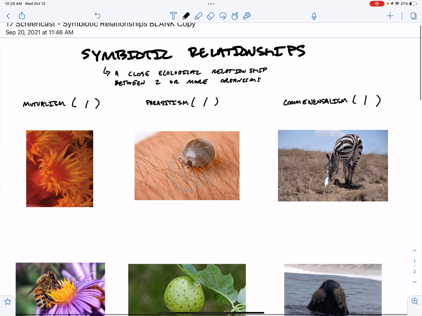Okay, so a common misconception about symbiotic relationships is that they are always positive. But in reality, symbiotic relationships can be positive for both or negative for one and not the other. Well, there are a bunch of different categories. We'll get into talking about them in a second.